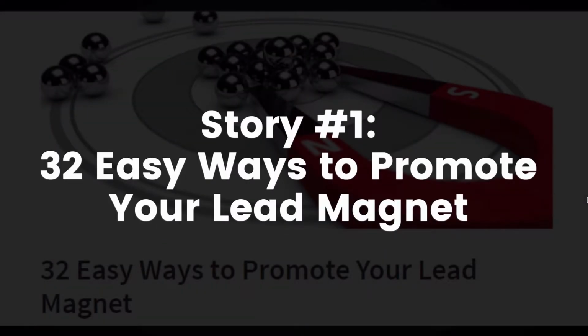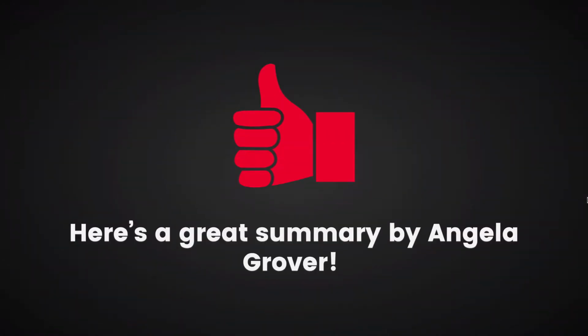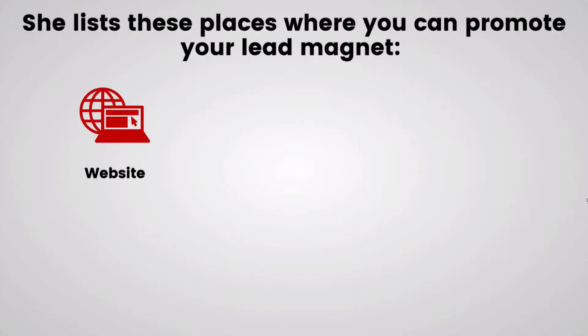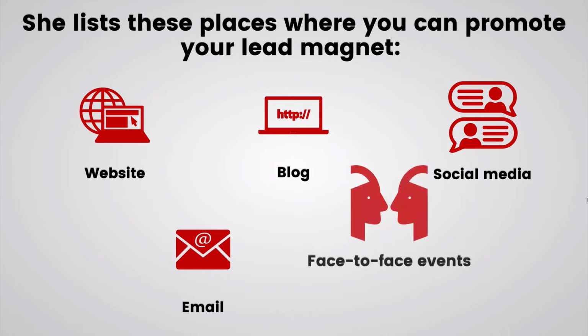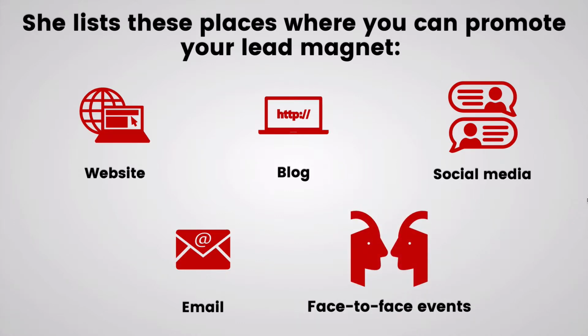Alright, story number 1. 32 easy ways to promote your lead magnet. We got a great summary here by Angela Grover. Okay, she lists the following places where you can promote your lead magnet: your website, your blog pages, your social media accounts, through your mailing list, and through offline events and face-to-face interactions.